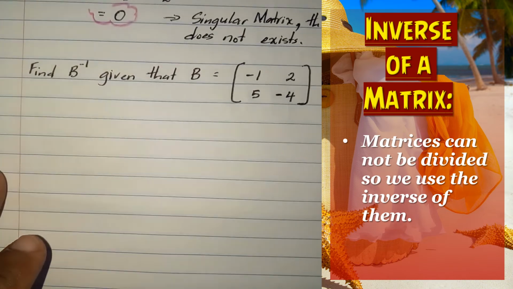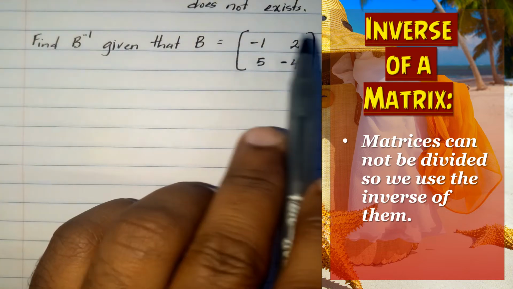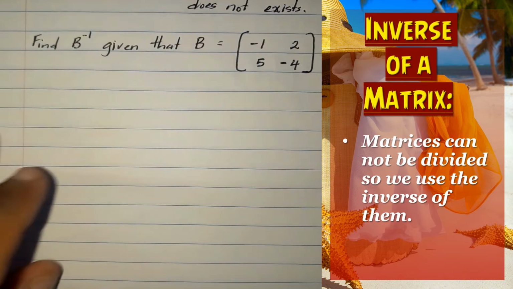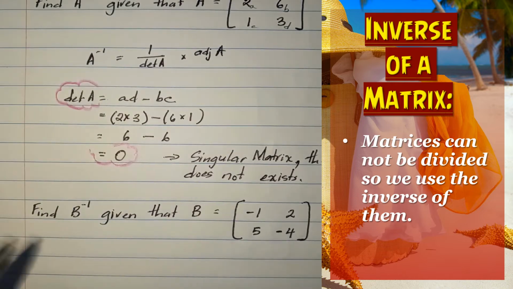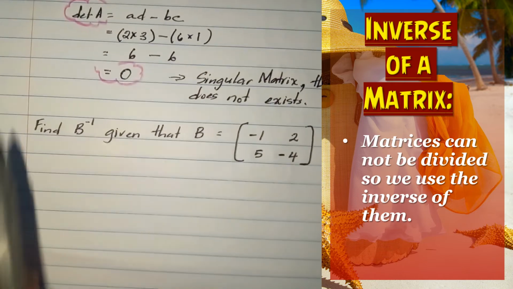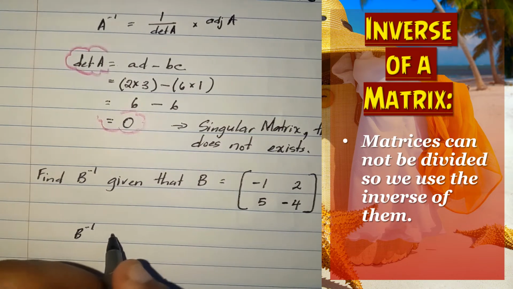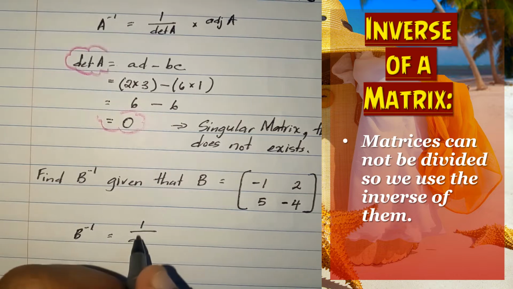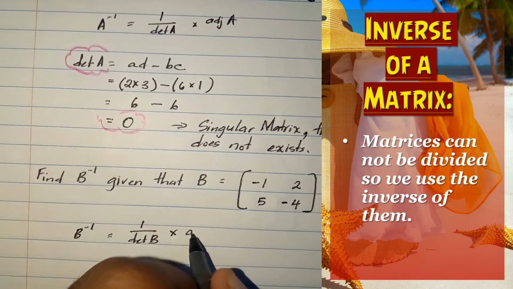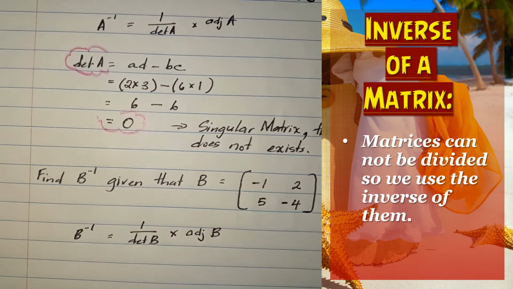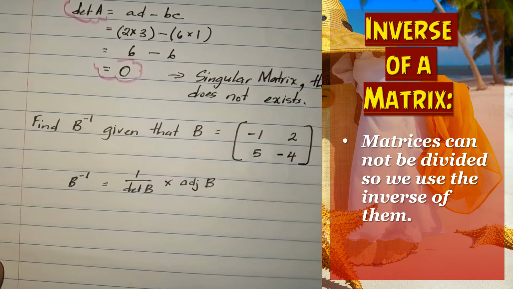So here it says to find B inverse, given that B is this matrix, [-1, 2; 5, -4]. So I'm going to follow my formula, but this time instead of A, I'm going to use B. So B inverse is equal to 1 over the determinant of B multiplied by the adjoint of B. So I need to step to the side and work out the determinant of B.